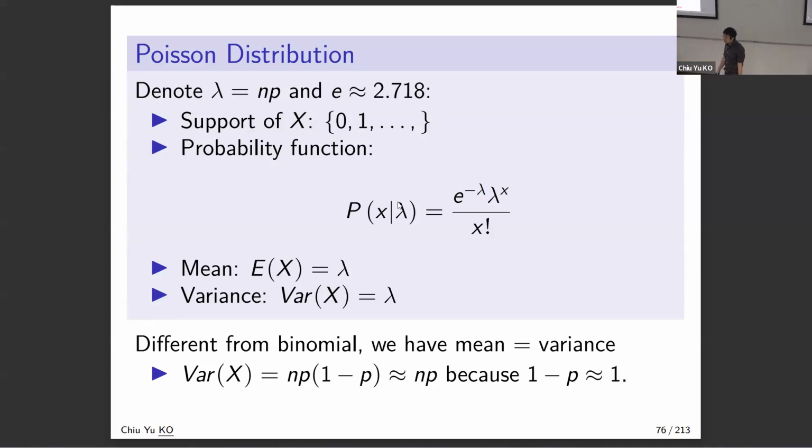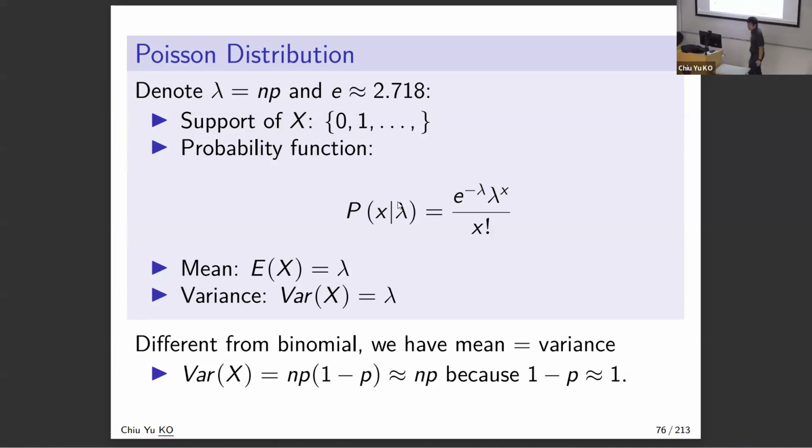Which is something super weird, but you don't really worry about that. But later when you learn property modeling, whether your data would fit Poisson, you look at whether the mean fits the variance. For binomial, if you recall, the mean is bigger than the variance.